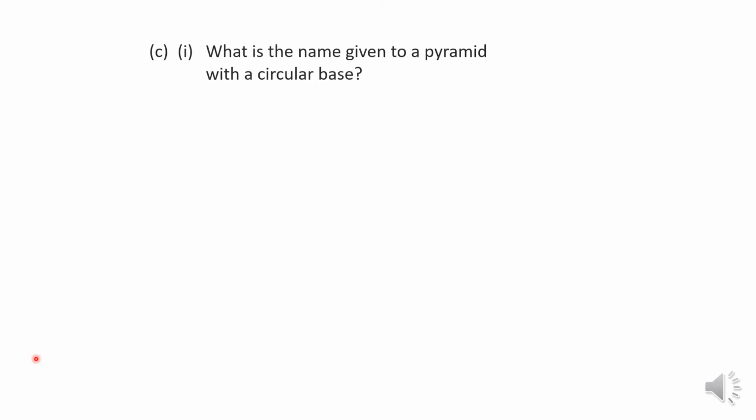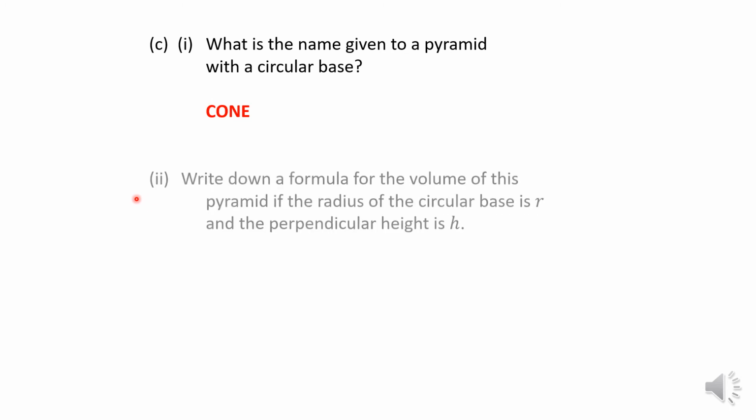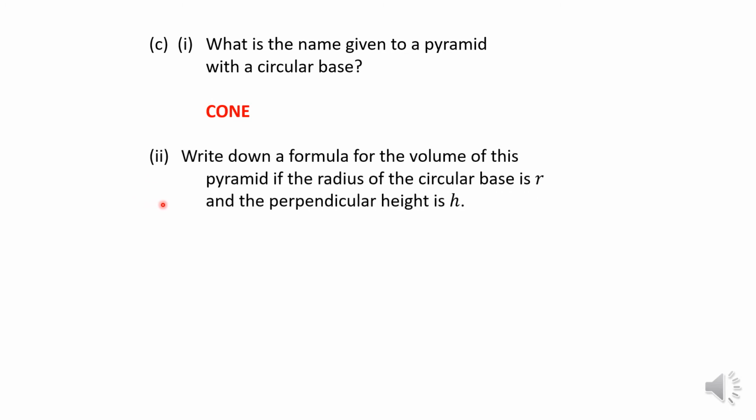Right, so here you just have basic questions. What is the name given to a pyramid which has a circular base? That's very straightforward. This is a cone. Write down the formula for the volume of a cone using h and r. Well, it's a third pi r squared h.